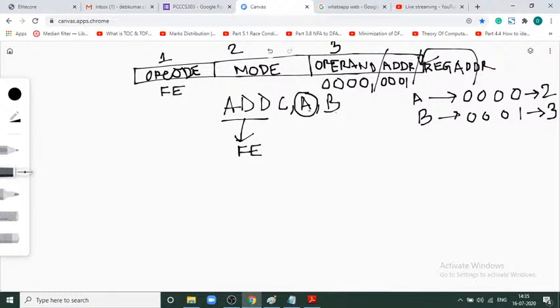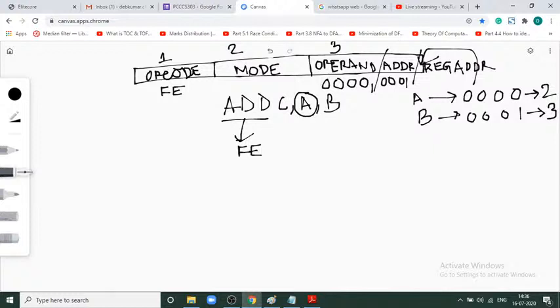What is the address of register A? Let me assume the address of register A is 0000, so I store 0000 in field 3. What is the address of register B? 0001, so I store 0001 in field number 3, so that I can get informed where the data 2 and 3 are stored. 2 is stored in the A register, which is 0000, and 3 is stored at address 0001. I think now it is clear to you.